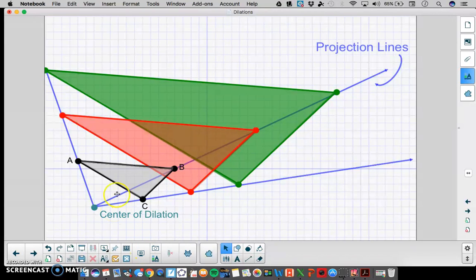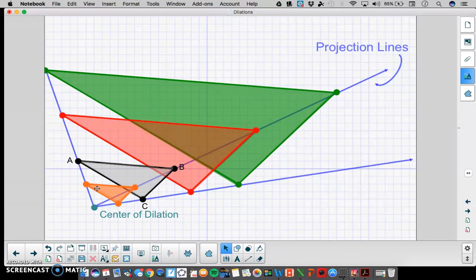If I wanted to dilate with a scale factor of 1/2, it would be half as far away as our original triangle. So I would count half of those distances away from my center. So if I'm going up 1 and to the right 6, I would go up 1/2 and to the right 3. If I was going up 6 and to the left 2, I would go up 3 and to the left 1. So notice this orange triangle, that represents the dilation of 1/2 scale factor.